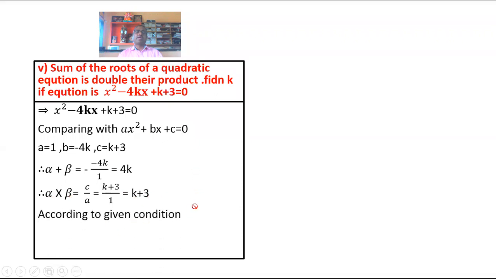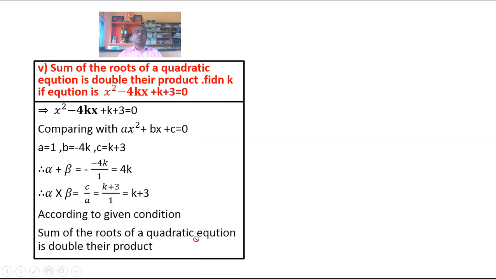According to the given condition, sum of the roots of quadratic equation is double their product. This is given in the problem.